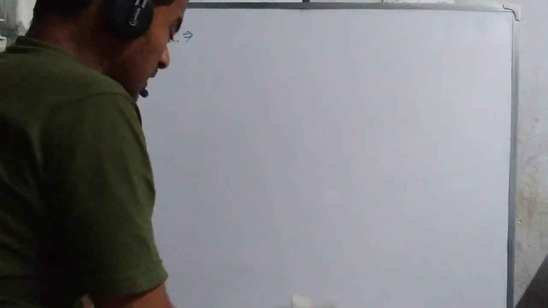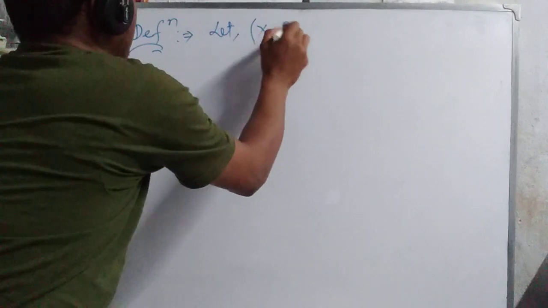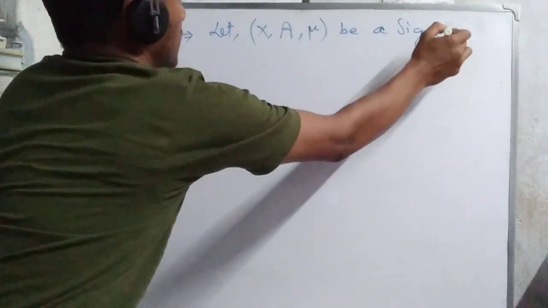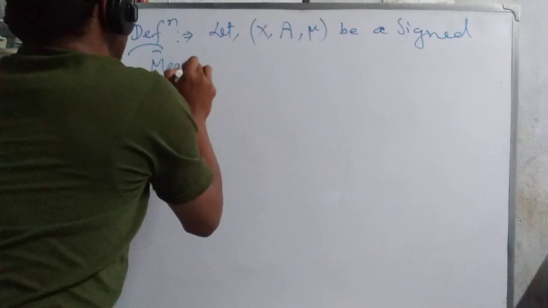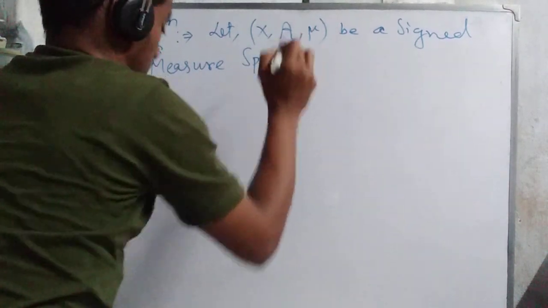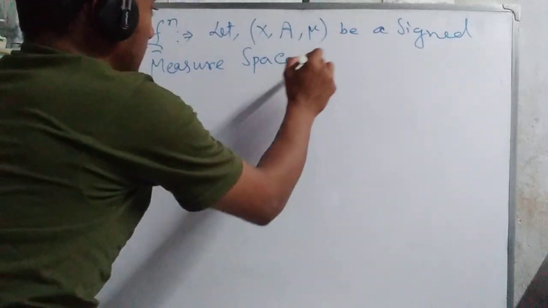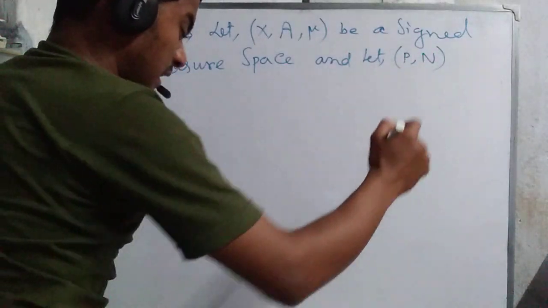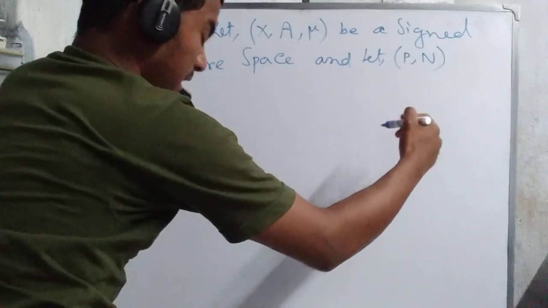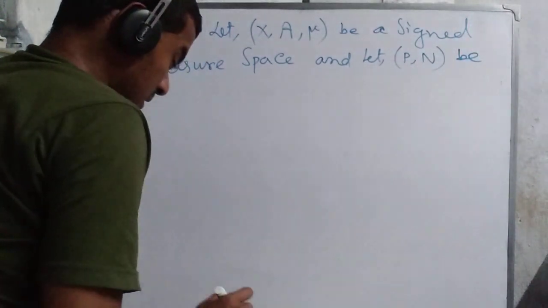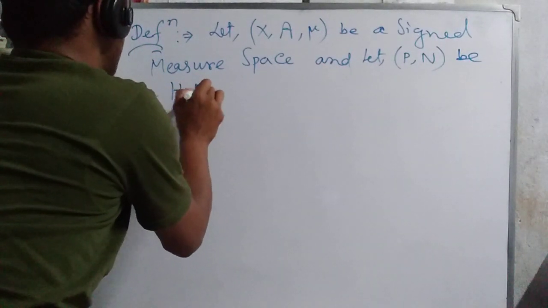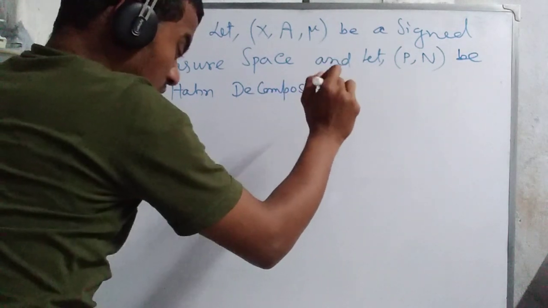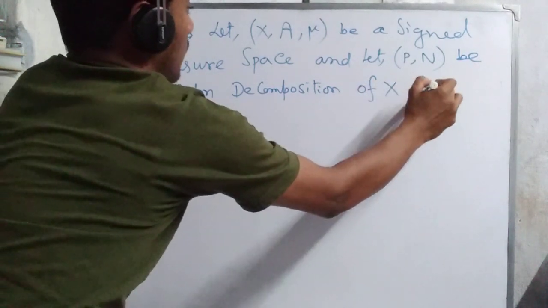Let (X, A, mu) be a signed measure space, and let P, N be a Hahn decomposition of X for mu.